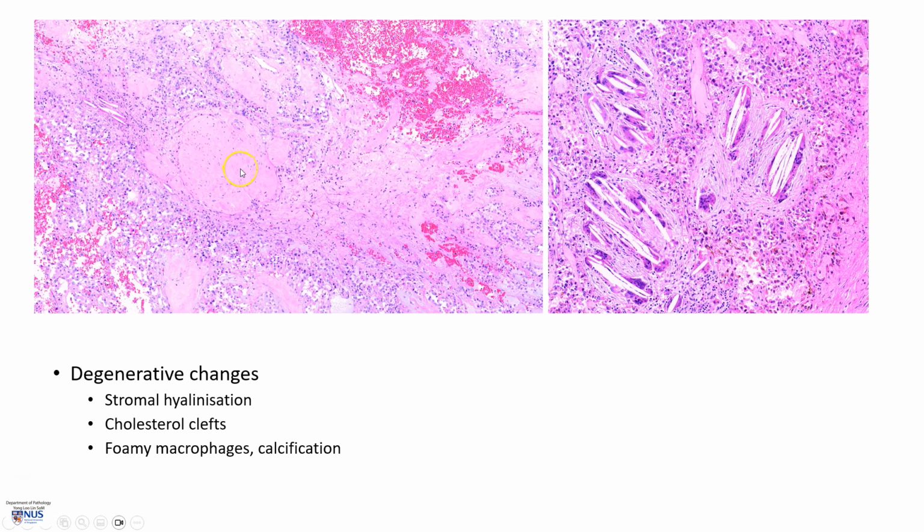Very frequently, the tumor stroma may also show degenerative changes, for example, hyalinization, a very pink, glassy appearance of the stroma. There can often also be cholesterol clefts, as you see here, these slit-like spaces with associated foamy macrophages and even calcification. So on imaging, the classical features would be cystic change and sometimes calcification and a well-circumscribed rounded tumor mass.